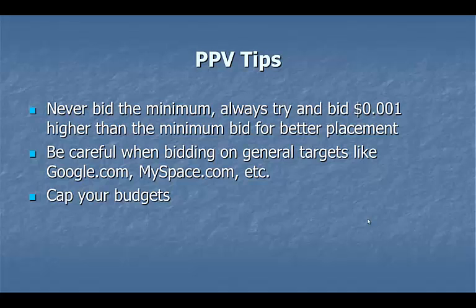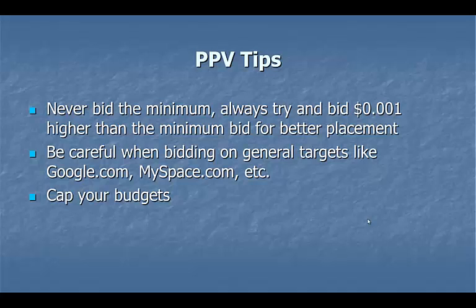Always try and bid at least one 1/100th of a penny higher than the minimum bid for a better placement. The reason is that when you've got 50 people bidding on the same URL, chances are more than half of them are newbies bidding the minimum bid. If you bid just a little bit more, like 1/100th of a cent more than most of these guys, you're going to bypass 25 to 30 of these people and jump much higher than them, which gives you a much higher chance of having your pop-up window shown to your prospects.